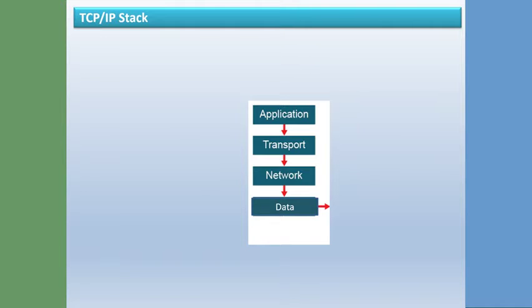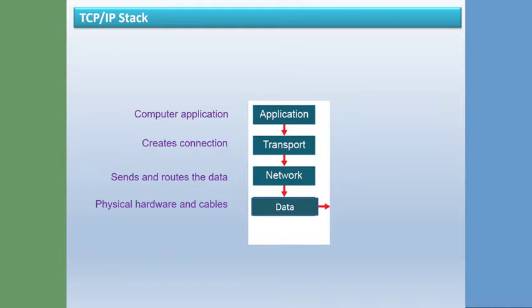And then the data link layer is to do with the physical sending, the actual hardware, the cables, the network cards, the routers, that kind of stuff. That works on the data link layer. So your computer application creates the connection, sends and routes the data, and that's the physical hardware. So that's the sending.